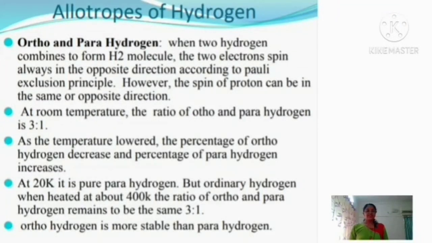Next, we can discuss the different allotropic forms of hydrogen. There are two allotropic forms of hydrogen. One is orthohydrogen and the other is parahydrogen. So let us discuss in detail what ortho and parahydrogen are.